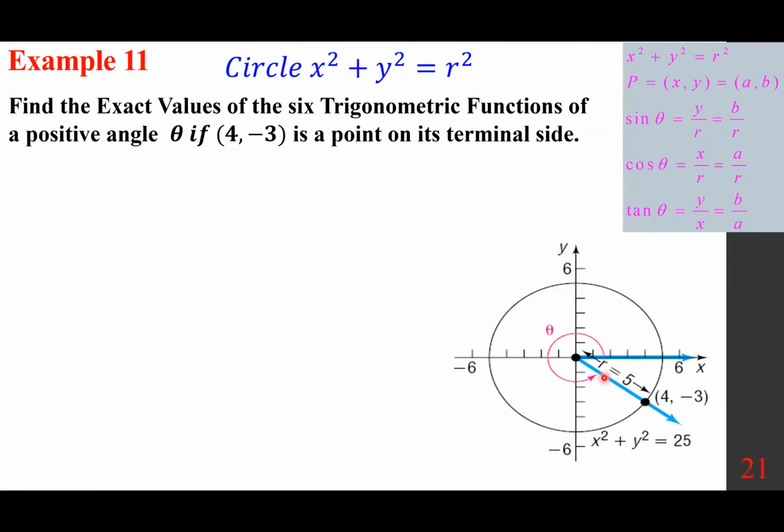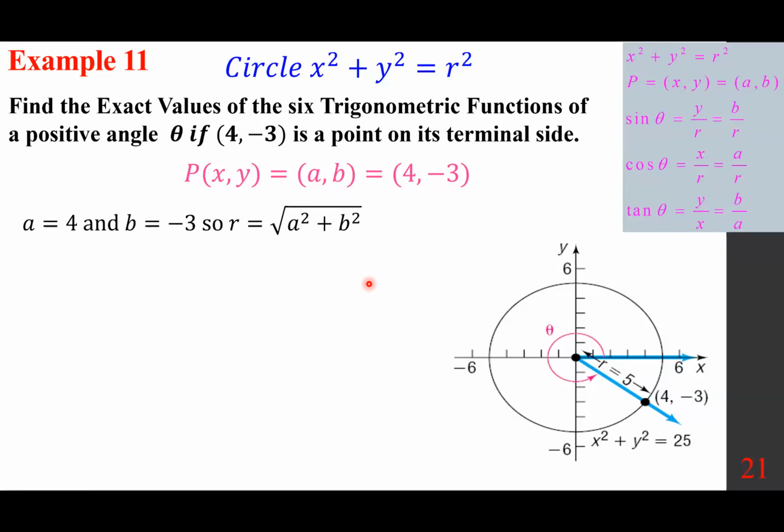We have to evaluate the r. So let's go through the process. P has coordinates x, comma, y, or a and b, 4, -3. And r is the square root of a squared plus b squared, Pythagorean theorem. So 4 squared and -3 squared is 16 and 9, they add up to 25, and the square root of that is 5. I'm assuming no one has any problem calculating this.